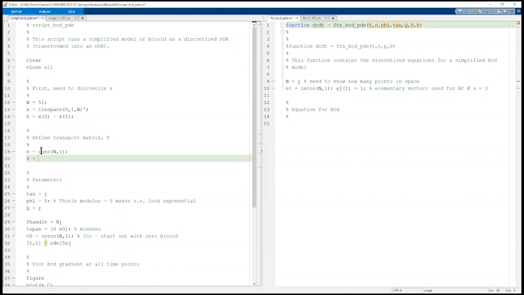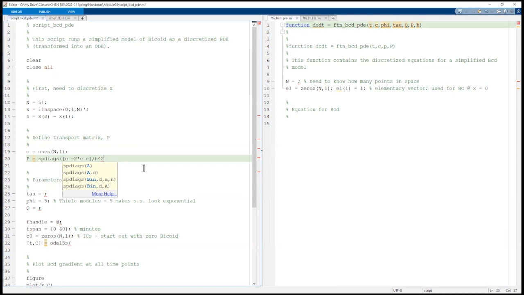And then we're going to say that P is equal to spdiags. This stands for a sparse matrix with diagonals. And we're going to say open square bracket, E, minus 2 times E, E, close square bracket, and we're going to divide that by h squared. So this is like the foundation of our matrix, where we have a whole bunch of ones in one column. Next to that, we have a whole bunch of -2s. Next to that, we have a whole bunch of ones again. And of course, it's divided by h squared.